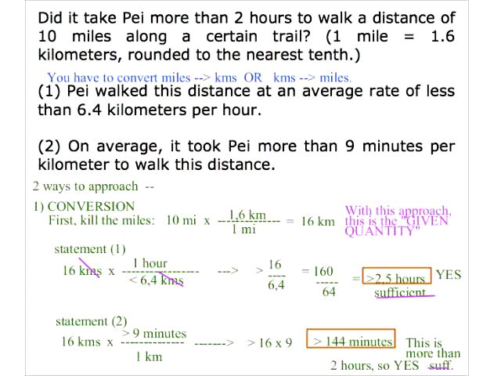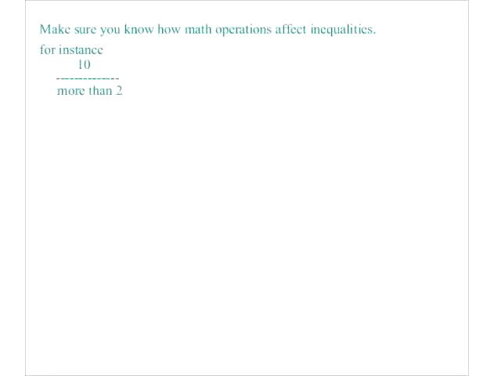Why did I change it to more? Well, I didn't change it. Oh, you mean in this part. If you divide by less than something, then that gives you more. Make sure you know how math operations affect inequalities. For instance, if I divide 10 by a number that is more than 2, then that's less than 5.